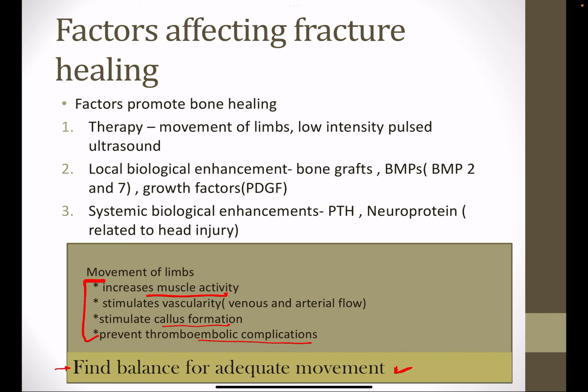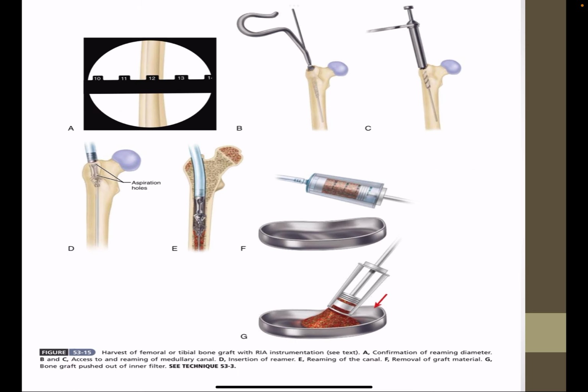Okay. Now, movement of the limb, low intensity pulsed ultrasound therapy, local biological enhancement: you can use bone graft, you can use BMPs, BMP2 and 7, and growth factors like PDGF. Systemic enhancement: you can give PTH or teriparatide to the patient. Now this is a technique which is called RIA, reamer irrigator aspirator. You insert a reamer in the canal and you aspirate the bone graft from the canal. This is a diagram from Campbell.